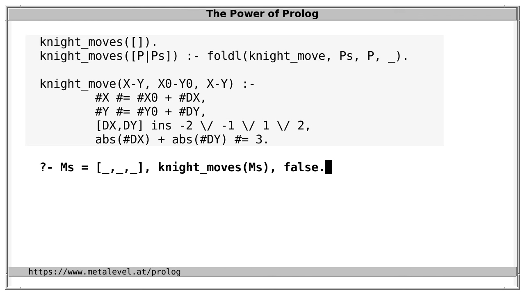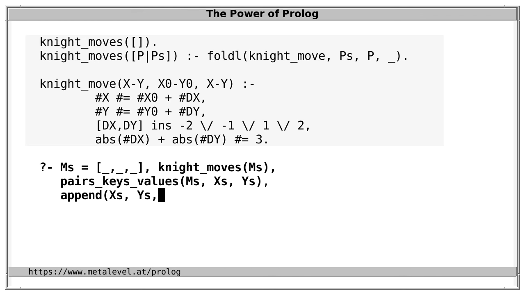What about concrete solutions? That is, ground terms that satisfy these constraints. And here, library pairs comes in handy. With pairs_keys_values, we can relate the list of pairs MS to their components, Xs and Ys. And we can use append to relate Xs and Ys to their concatenation, the list Vs. And due to our representation of knight moves, this list Vs is a list of integer variables. So we can use label from CLP(FD) to generate concrete solutions.